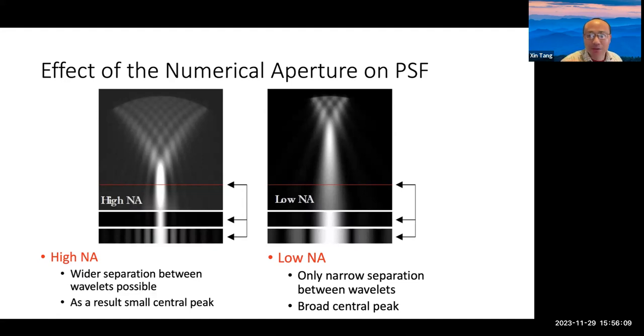That idea is called resolution. If you have a higher numerical aperture, you can get a thinner image. Then you have a higher resolving power. Okay, that's what we want.